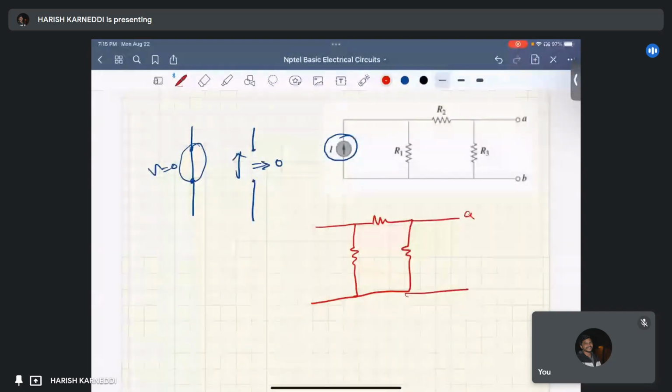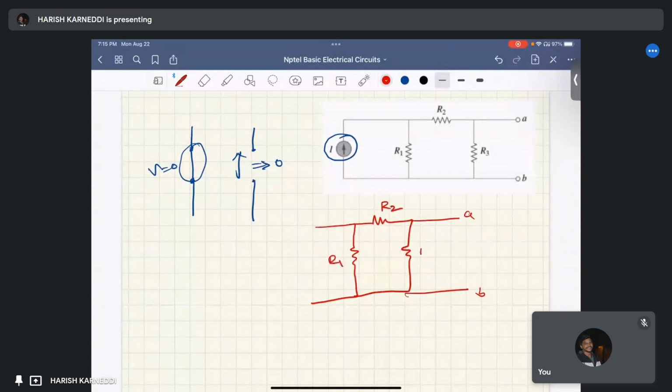This one only, that A, B, and R2 and R1, R3. So we want the resistance seen from these terminals, the AB terminals, that is RTH. Here this one is open circuit, so we can ignore it. I'm erasing this part.